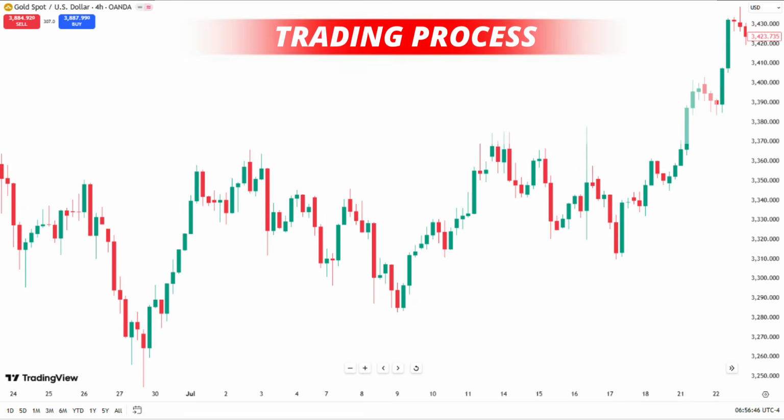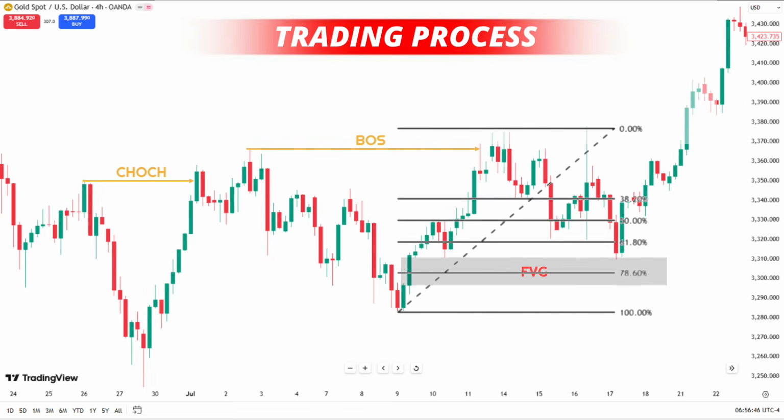Trading process and risk management. The strategy always follows the same process. Spot the CHOCH, wait for BOS confirmation, then select either FVGs or OBs for entries, or combine them with Fibonacci when the setup is clear. Entry should be executed only at these zones. Stops should always be placed beyond invalidation, and targets set at logical liquidity levels.